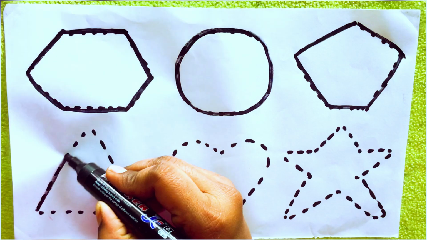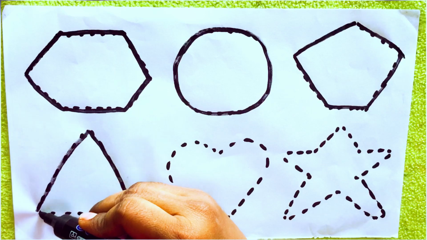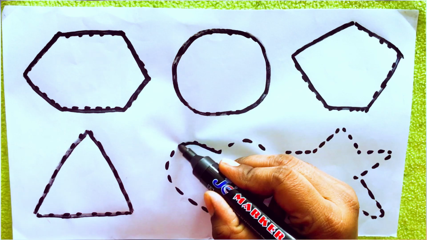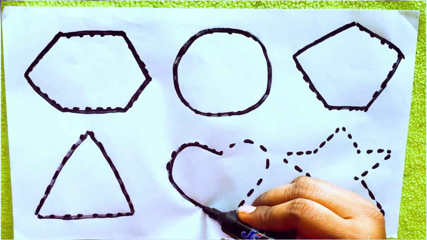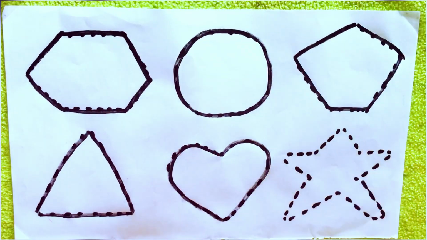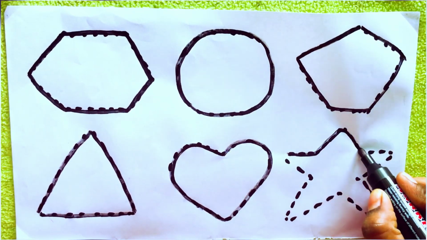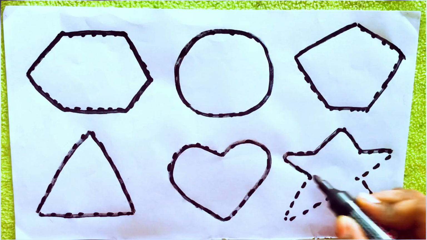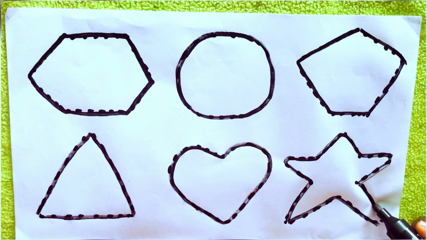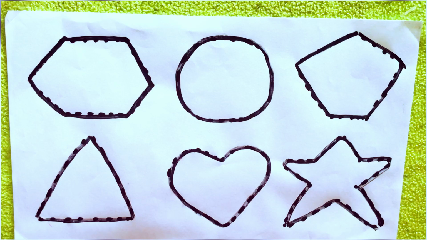And this is the shape of triangle. And this is the shape of heart. And this is the shape of star. Let's color all the shapes.